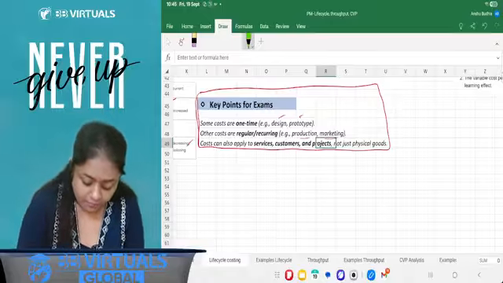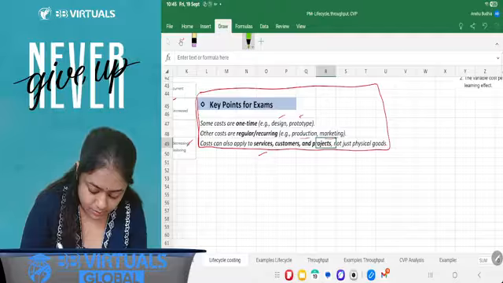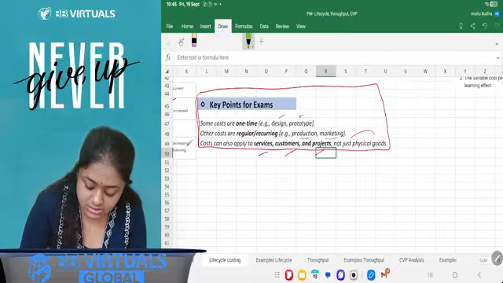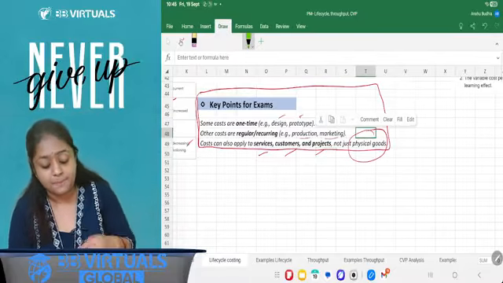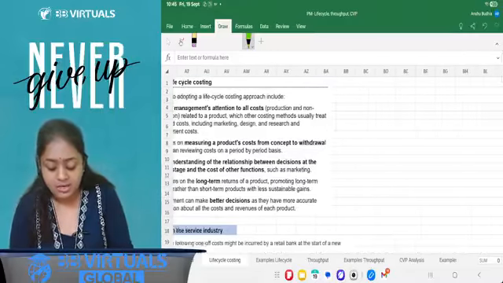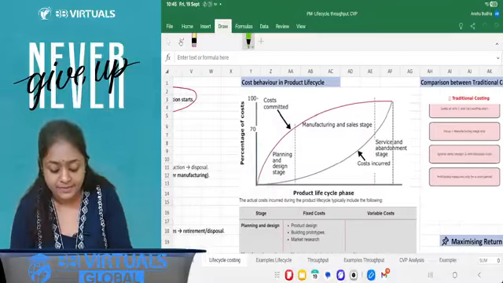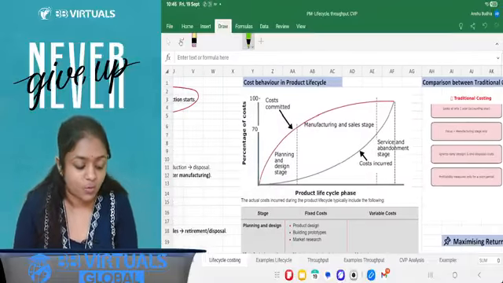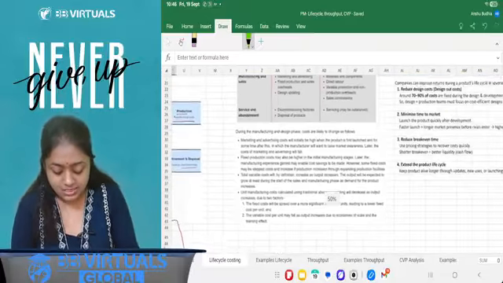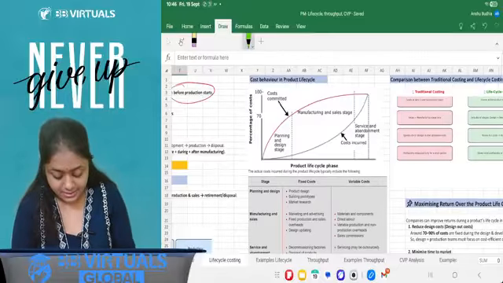Then life cycle costing can apply to customers, services, and projects, and it is not applicable to physical goods only, provided you can calculate the life cycle cost. The concern is that you should be able to provide the life cycle cost. We will do questions, guys, but let's understand more. See, there is so much more that we can understand.